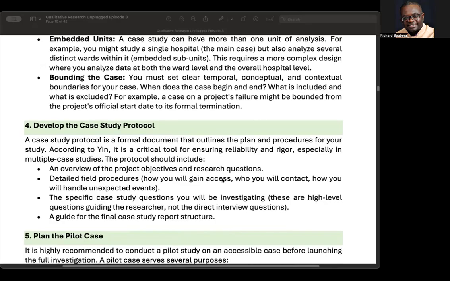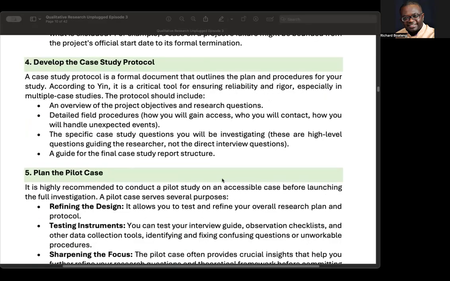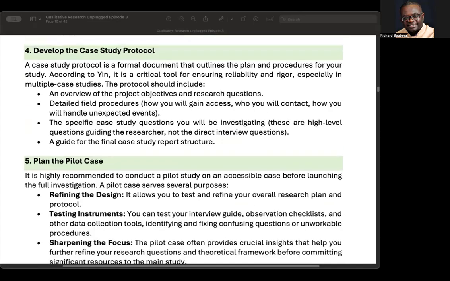This sounds very formal, like a recipe. It kind of is. Think of it as your detailed research plan or blueprint. It's a formal document outlining exactly how you intend to conduct the study. Yin really emphasizes its importance for ensuring reliability and rigor, especially if you're doing a multiple case study where consistency across cases is vital. What goes into this protocol? Key things include an overview of your study's objectives and research questions, detailed field procedures, how will you gain access, who are your key contacts, how will you handle unexpected events. It should also include the high-level case study questions that will guide your inquiry in the field, and maybe even a tentative outline or structure for your final report. It's your operational guide. Makes sense.